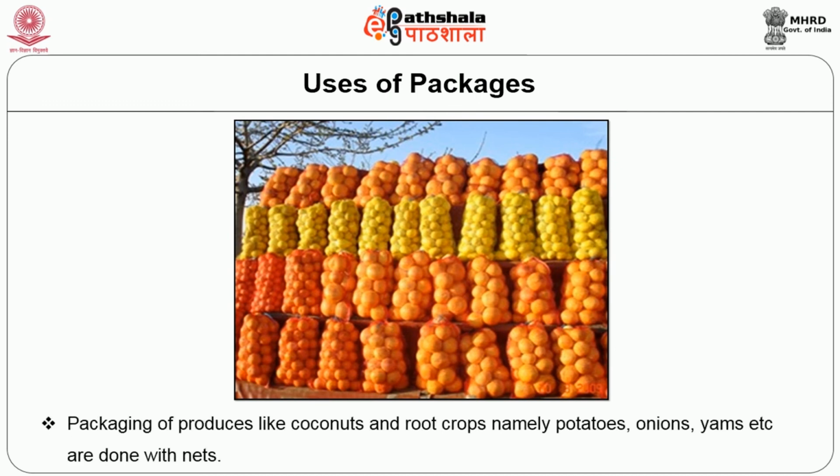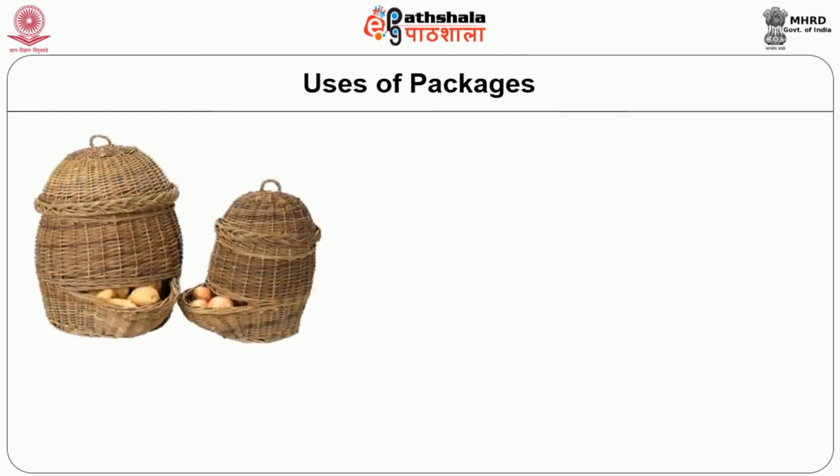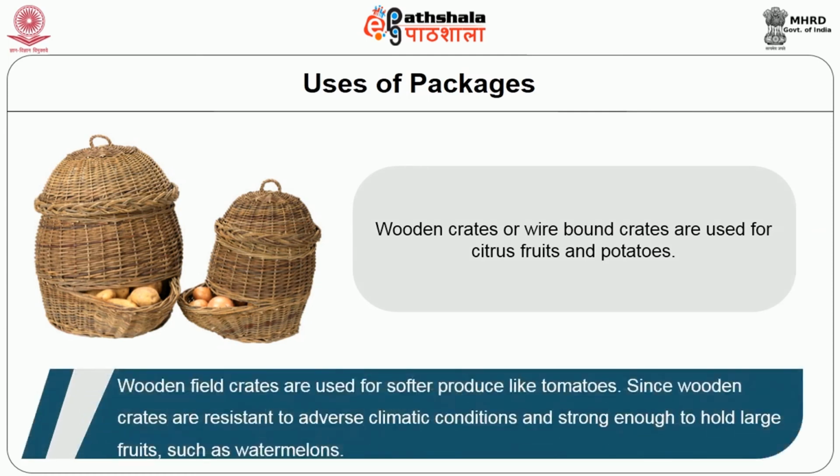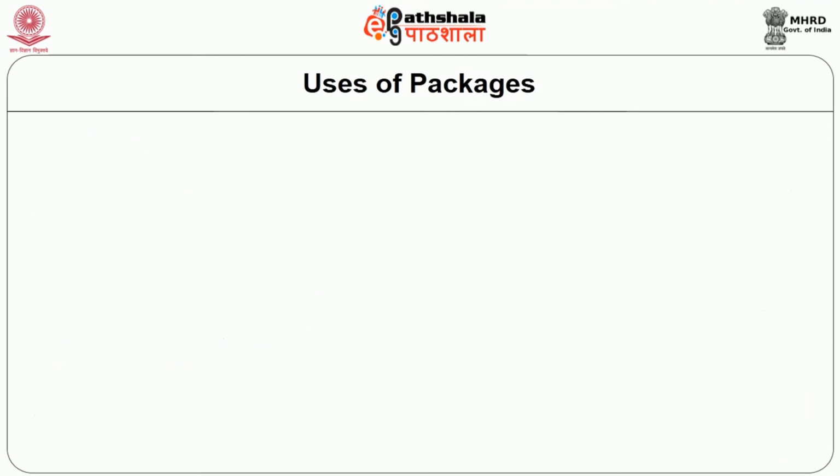Packaging of produces like coconuts and root crops, namely potatoes, onions, yams, etc. are done with nets. Wooden crates or wire-bound crates are used for citrus fruits and potatoes. Wooden field crates are used for softer produces like tomatoes, and since wooden crates are resistant to adverse climatic conditions and strong enough to hold large fruits such as watermelons.